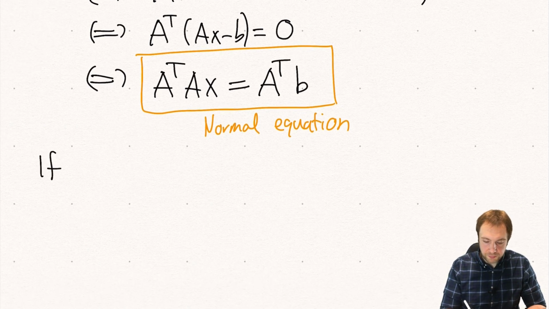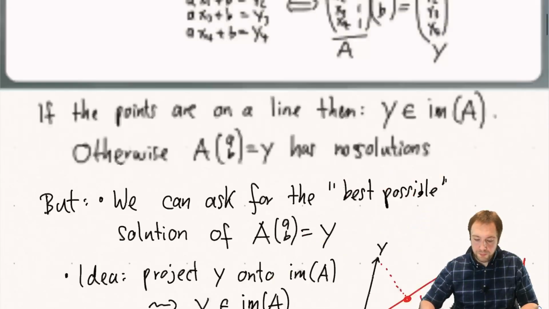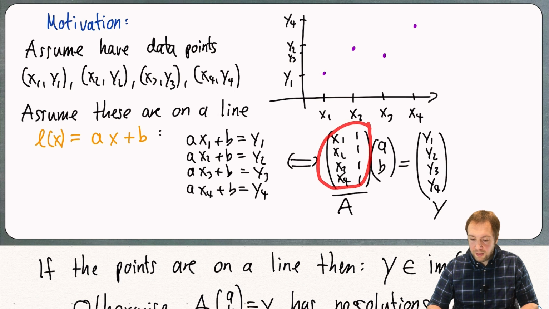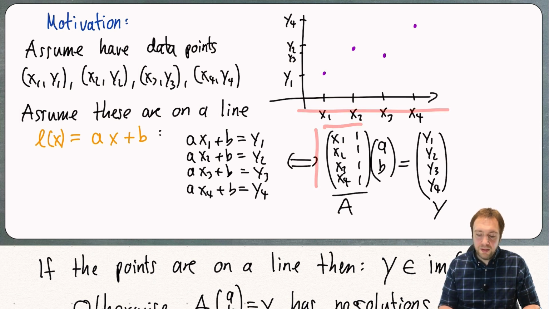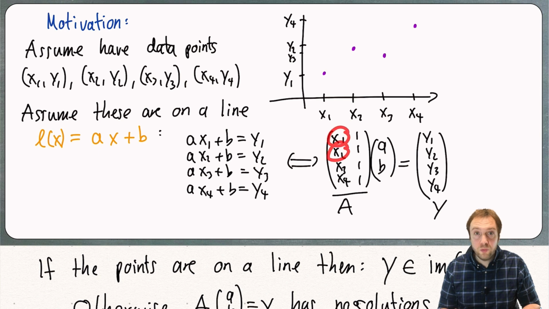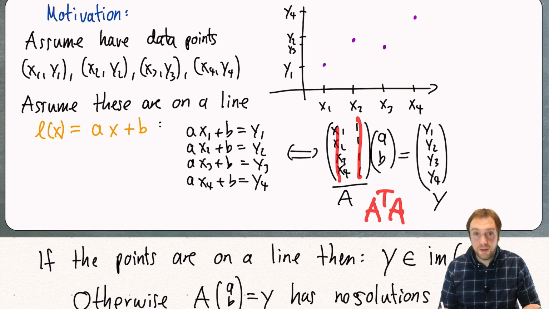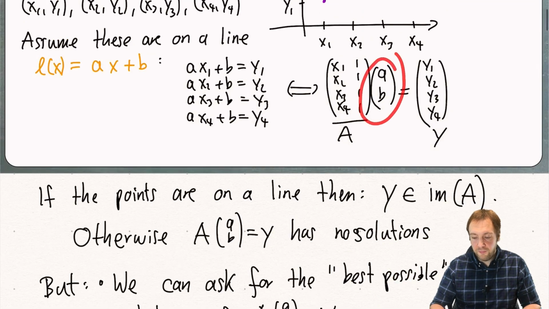So therefore we can say, if the kernel of A is just the 0 vector, which in most cases will be the case, because for example, recall that at the beginning here we had this matrix. In most application cases, we will have more rows than columns, and the kernel of this matrix being 0 just means that the columns are linearly independent. If I usually have more rows than columns, then in most cases these vectors will be linearly independent. Especially here you see that already if x1 and x2 are not the same, then these two columns are linearly independent. And therefore the corresponding matrix A transpose A in this example will be invertible, and then we can solve this normal equation, and this would give then values for a and b.